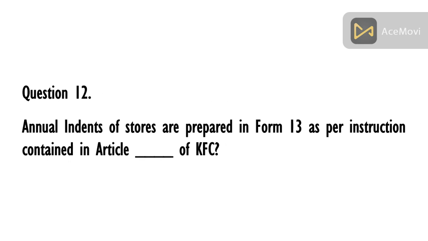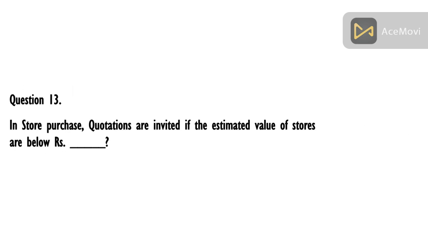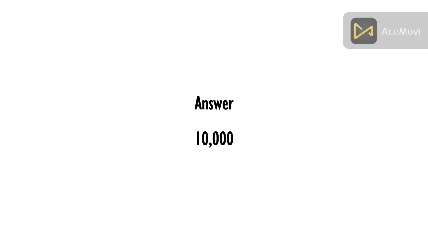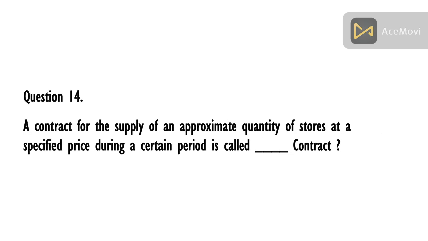Answer 9A. Question 12. Annual indents of stores are prepared in Form 13 as per instruction contained in which article of KFC? Answer 124. Question 13. In store purchase, quotations are invited if the estimated value of stores are below rupees. Answer 10,000. Question 14. A contract for the supply of an approximate quantity of stores at a specified price during a certain period is called which contract?